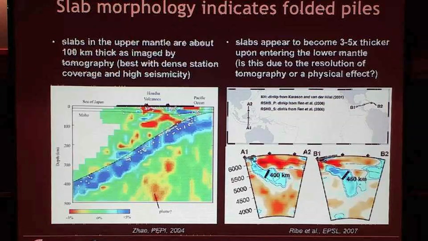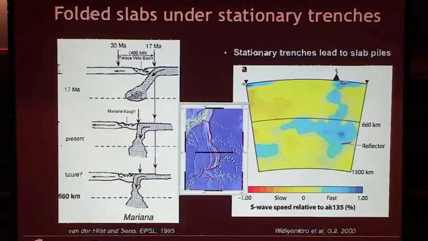Okay, and this goes back to some old work by Vanderhilst, that if you had a subduction that was stationary, you could develop a little pile, and that pile would eventually kind of flush through. So there's a cross-section of the Marianas Trench where this trench has been quasi-stationary for about 30 million years. And this is some tomography model showing, there is a big blob there that's kind of related to that stationary trench that would have been present for a while.